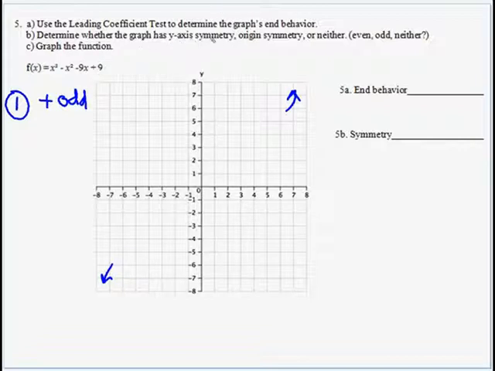Determine whether the graph has y-axis symmetry, or origin symmetry, or neither. Let's see, it's a third power, squared power. As soon as I see one of each, an odd and an even power, it has no symmetry, neither. So as we're graphing, we're not going to be aided by knowing that we have symmetry around the y-axis or around the origin. Okay, step 2, x-intercepts.